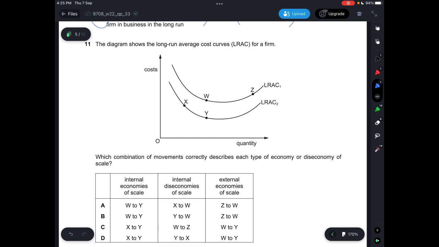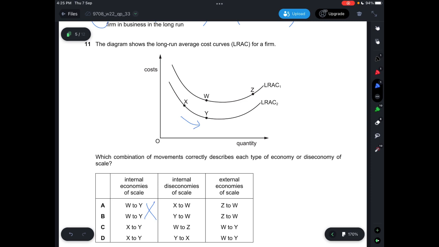Question 11, the diagram shows the long run average cost curve LRAC for a firm. Which combination of movements correctly describes each type of economy or diseconomy of scale? Alright, so internal economies of scale. If let's say there's an internal economies of scale, it should be like this because of lower cost. So it's not W to Y, but it should be X to Y.